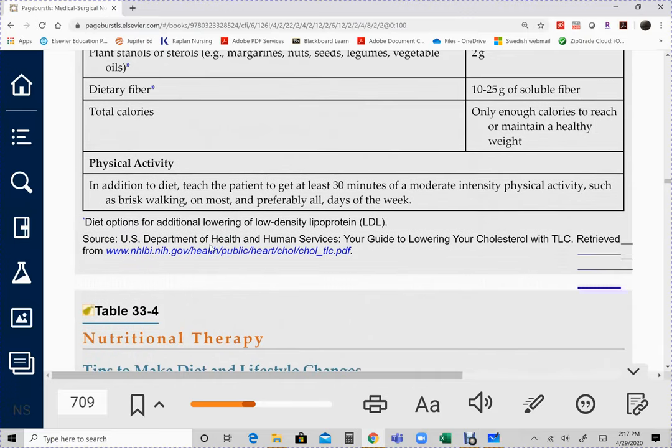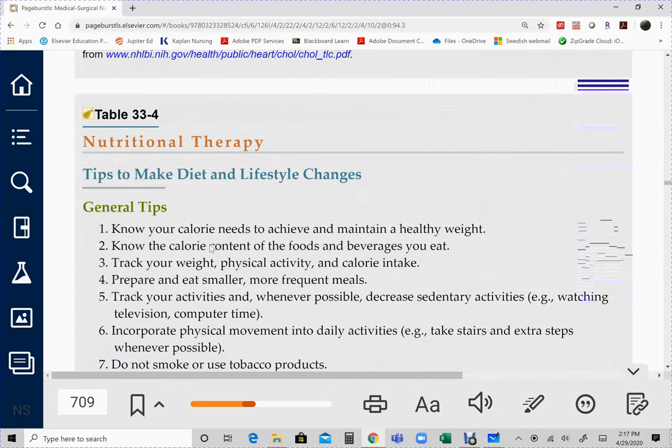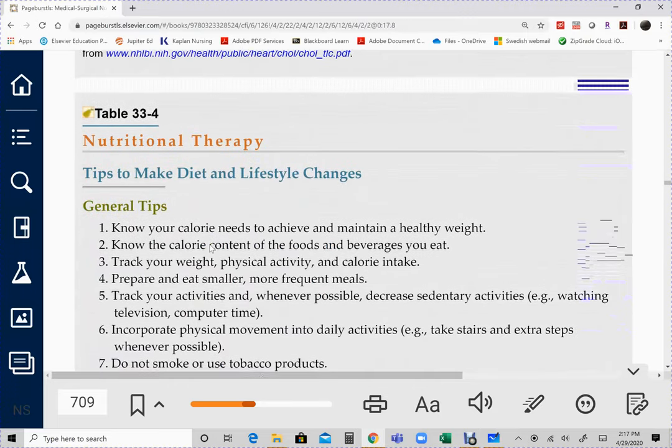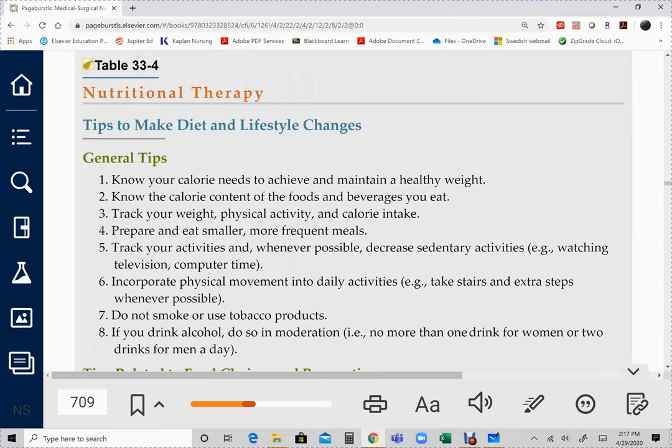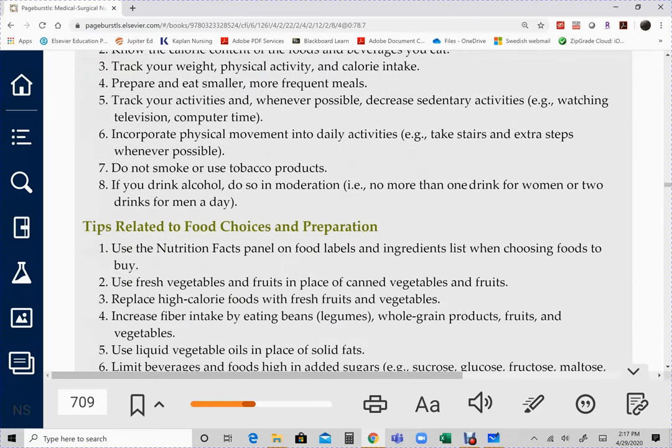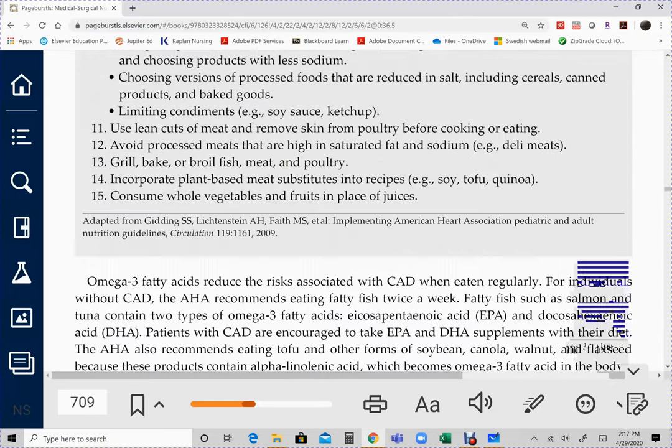So we're still on the nursing part. We haven't done the pharmacologic interventions yet. The first half of the chapter deals with a lot of these. So here is practical advice for diet and lifestyle changes. Please read them on your own.